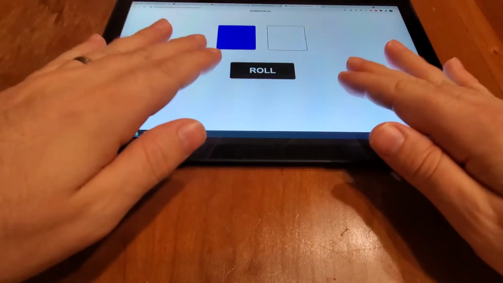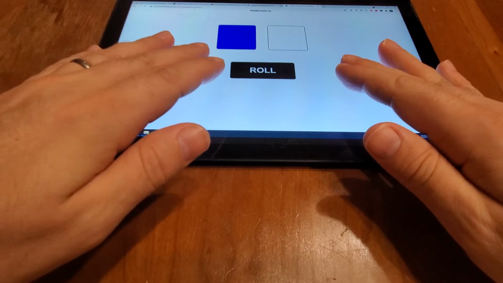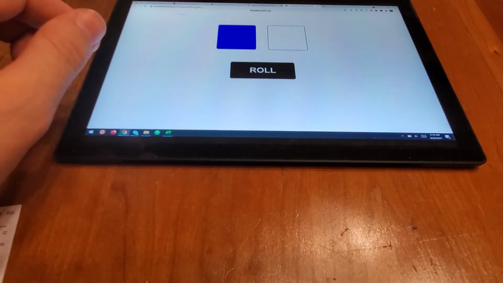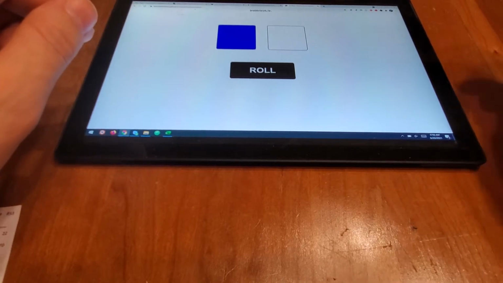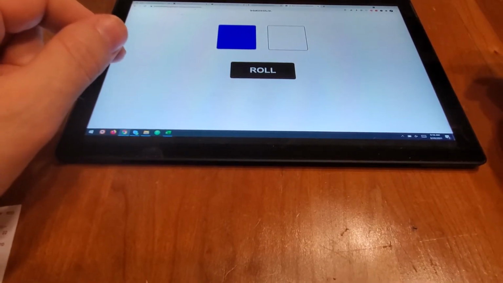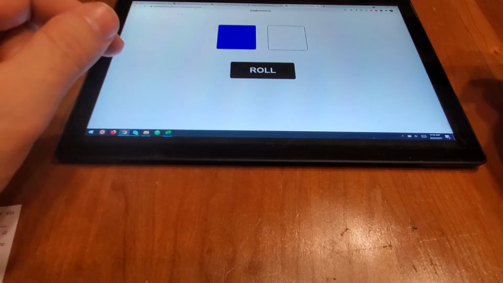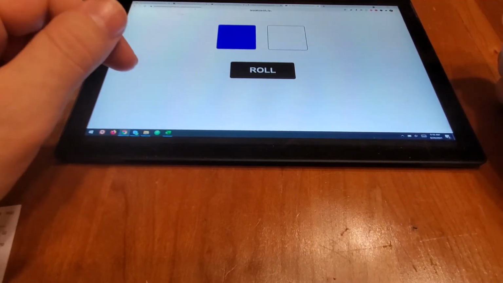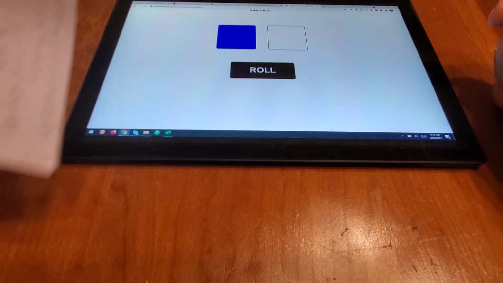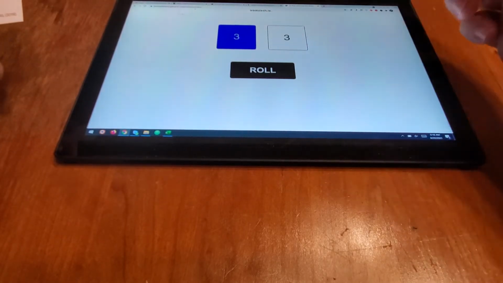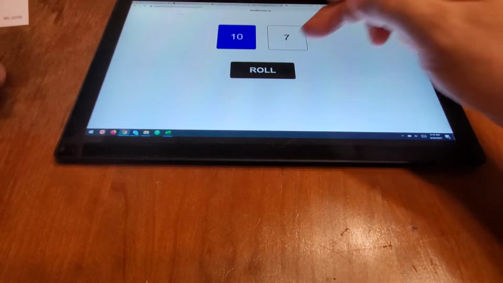So we have our On Base roller. This is actually the one for On Base Advanced. There's a separate dice roller application that you can find online for On Base Basic, which has 3 dice instead of 2. But for our purposes, we have two dice. And when we click, you just get a random roll.